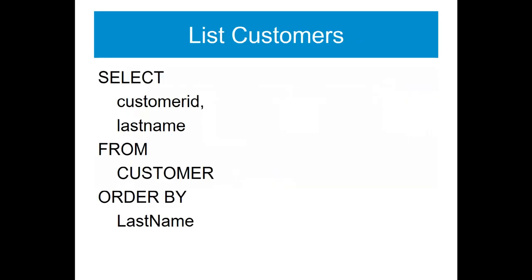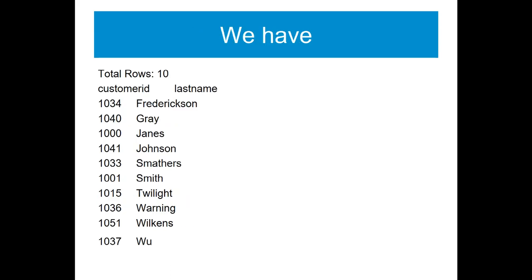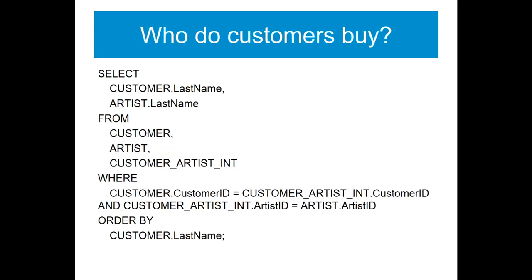Okay, so let's start by just listing our customers. Here's a nice simple SQL command to select. I just want the customer ID and the last name from the customer table, ordered by the last name. This is very simple. And the point is I get 10 rows here with the 10 customers. So there are 10 customers in the database. So far, so good. Nothing surprising yet.